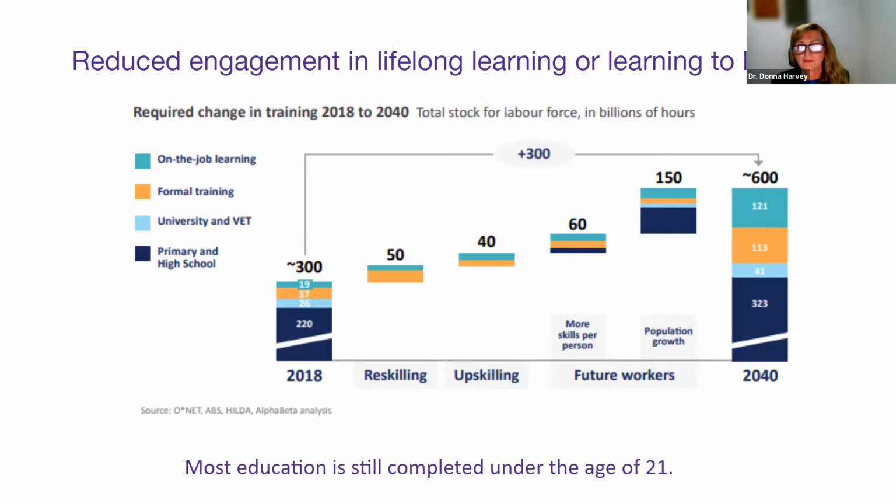Still university and VET, and this is withstanding a population growth across all of our countries, but still you can appreciate if you're looking at the 19 billion hours of on-the-job learning in 2018 in Australia, which jumps to the expectation for the future workforce in 2040 is 121 billion hours. Formal job training, 37 to 113. That's where we're going to see most of that increase.